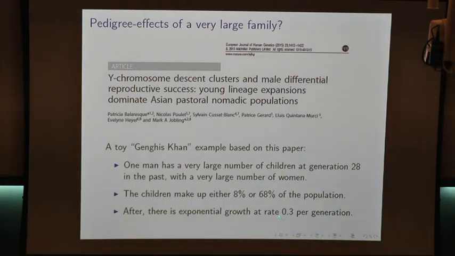And then they also make some estimates of the growth rate of the population. And it's pretty big, 0.3 growth rate per generation. So I put all these things into the simulation model and wondered whether I could see a signature of this large family in some data.